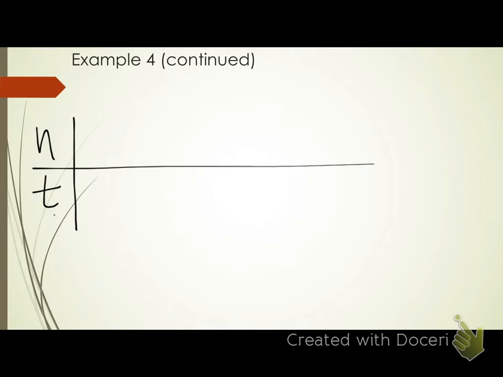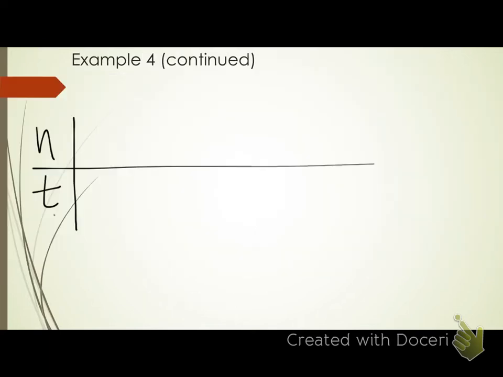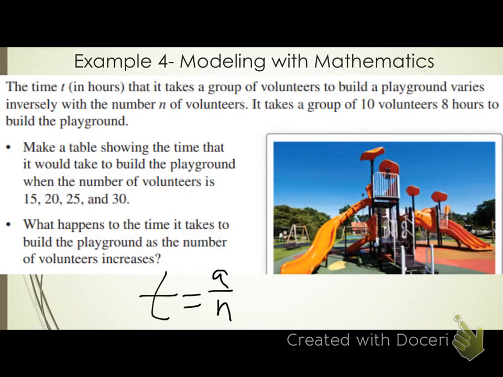What are the n values it gives us? 15, 20, 25, and 30. And it wants me to make a table showing the time that it would take to build the playground when the number of volunteers is those things right there, 15, 20, 25, and 30.